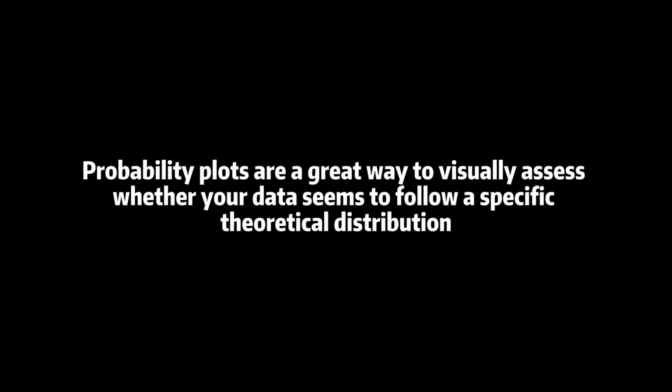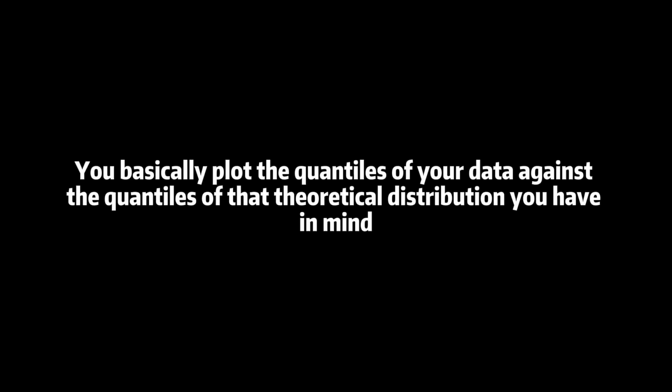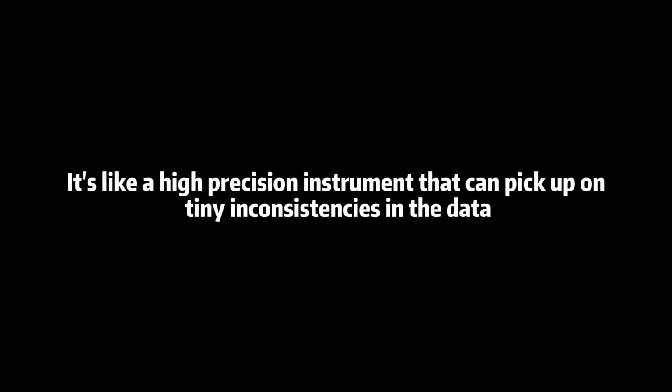Probability plots are a great way to visually assess whether your data seems to follow a specific theoretical distribution. You basically plot the quantiles of your data against the quantiles of that theoretical distribution you have in mind. If the points line up nicely, it's a good sign that your data might be following that distribution. It's a quick visual check to see if things look right. But what if we need something more rigorous, something quantitative, to test that goodness of fit? That's where those statistical tests come in handy. The Anderson-Darling test, which we discussed earlier, is really good at detecting even subtle deviations from normality. It's like a high-precision instrument that can pick up on tiny inconsistencies in the data.